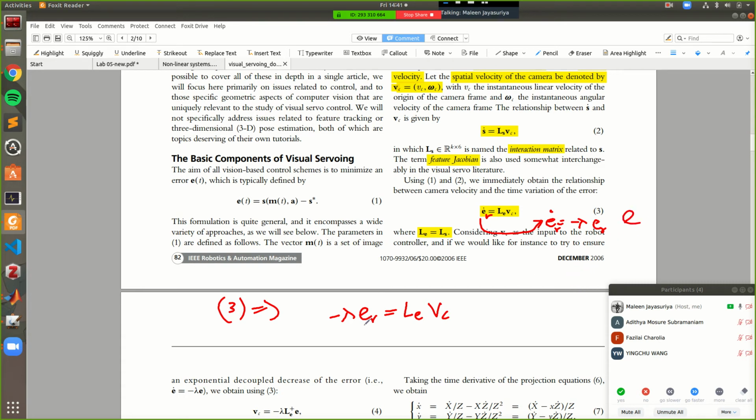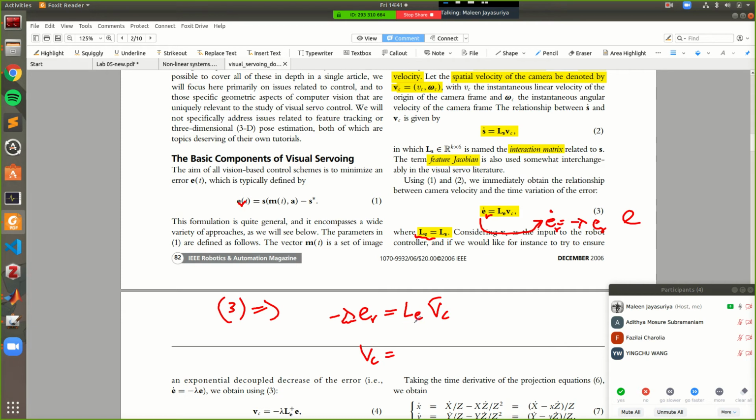Alright, so now we have this relationship between finally the error term e_r and v_c. But since v_c is what we can control, we try to make v_c the subject. To make v_c the subject, we have to remember this L_e or L_s, both of them are the same, is a matrix. So we need to find the inverse of this matrix to multiply onto this side. Lambda is some sort of constant. It's the time constant of how quickly we want this to decay.